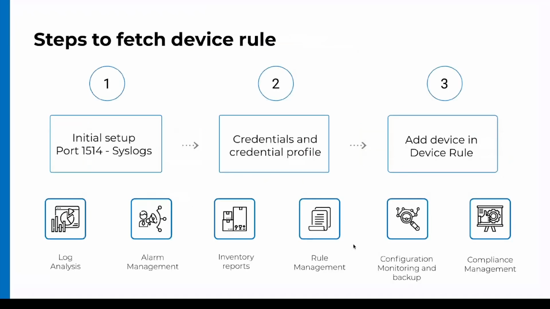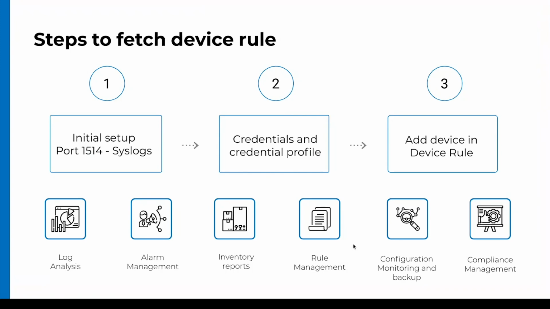Now that you've got a brief on the capabilities of Firewall Analyzer, let us just jump straight into how to fetch the rules and the configurations from your firewall device to Firewall Analyzer. Step 1 is to configure your firewall device to generate syslogs at UDP port 1514, which acts as the default listener port for Firewall Analyzer. So once you do this, you can perform log analysis and alarm management using Firewall Analyzer.